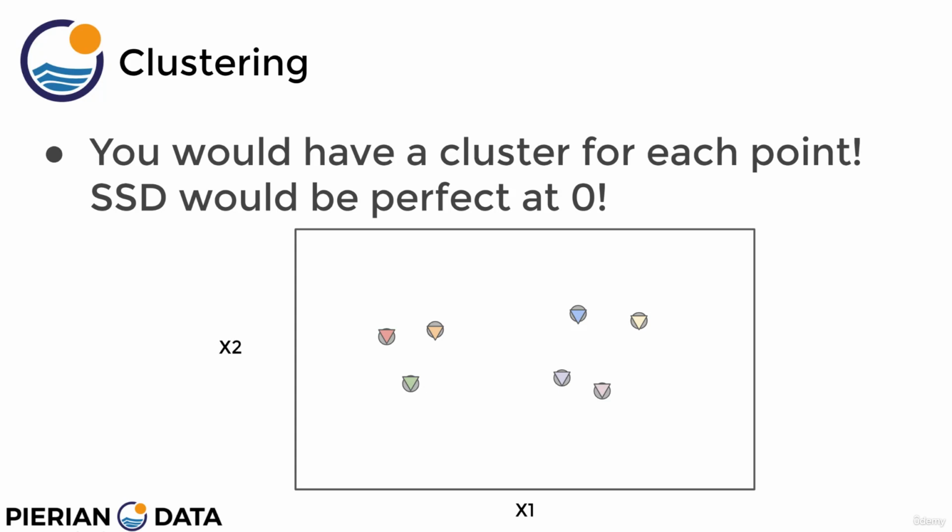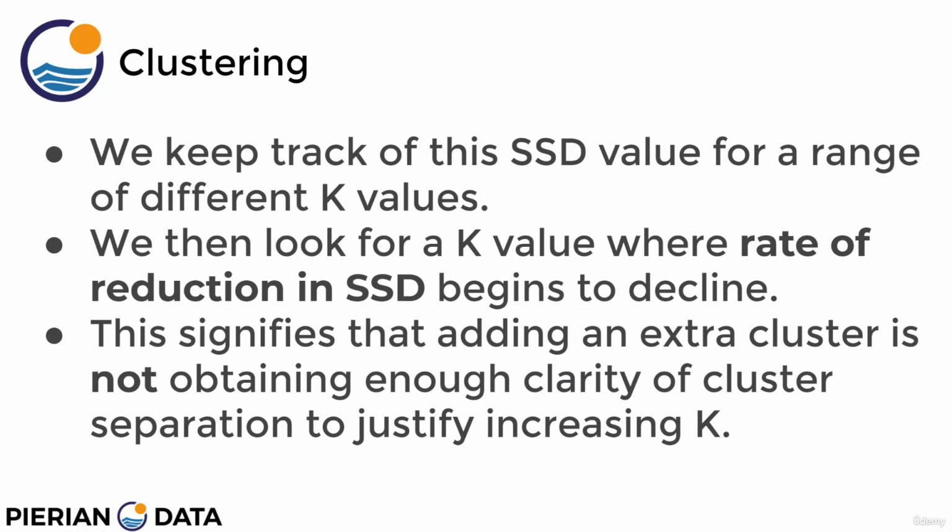So keep in mind, we're not actually trying to minimize the sum of the squared distance to the cluster center. Instead, we're using it as a measurement tool. So let's think intuitively, what are we actually trying to achieve? We want to keep track of this sum of squared distance value for a range of different k values. And then what we're really looking for is once we start hitting a k value where the rate of reduction in SSD begins to decline. And this signifies that adding an extra cluster is not obtaining enough clarity of cluster separation to justify increasing k.